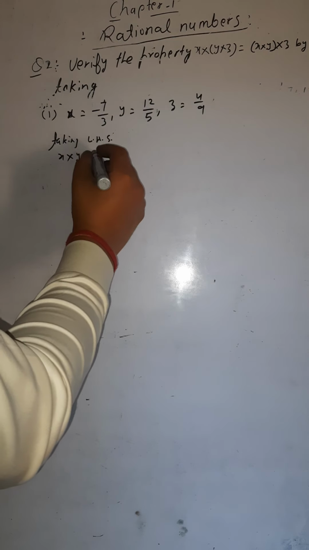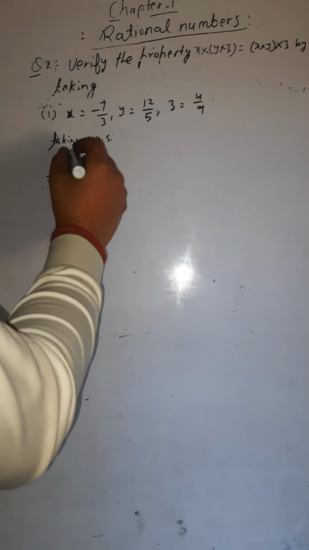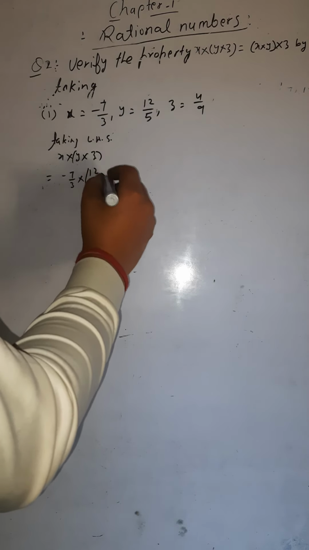By taking the first one, the question is: x you have to take as minus 7 by 3, the value of y is 12 by 5 and the value of z is 4 by 9. Just take LHS then RHS. Okay, so here I am writing, taking LHS. So LHS is x multiply y multiply z. X is minus 7 by 3, y is 12 by 5, multiply z is how much? 4 by 9. So you can write it as minus 7 by 3 multiply. Here if you want you can simplify this also.